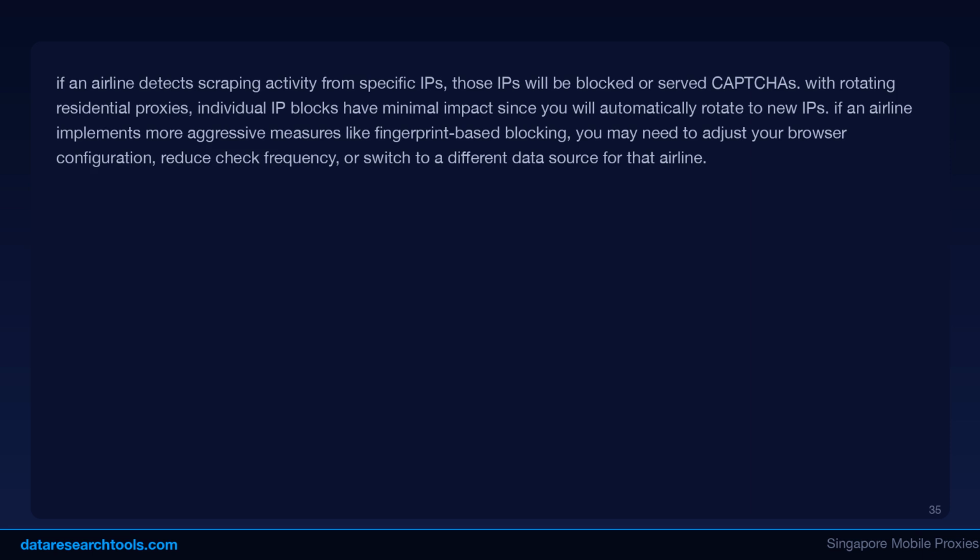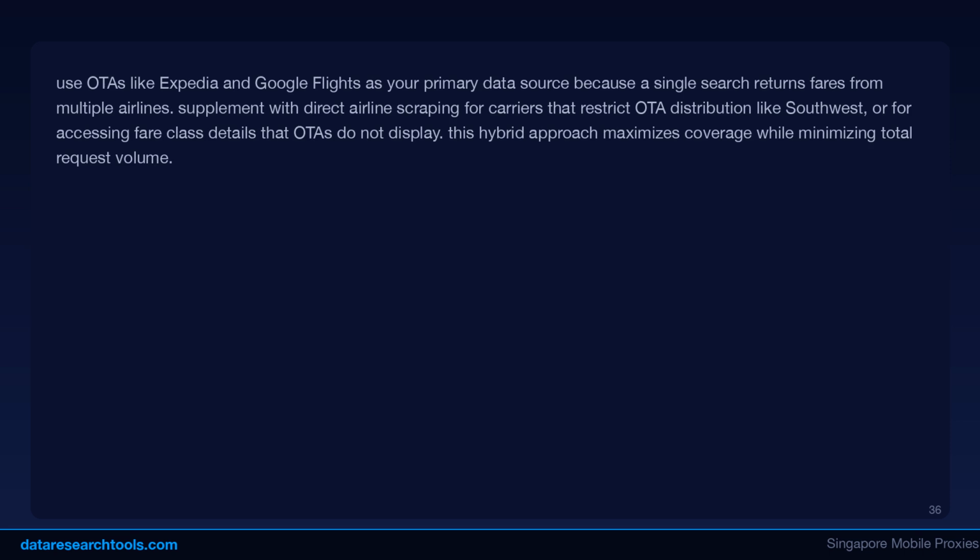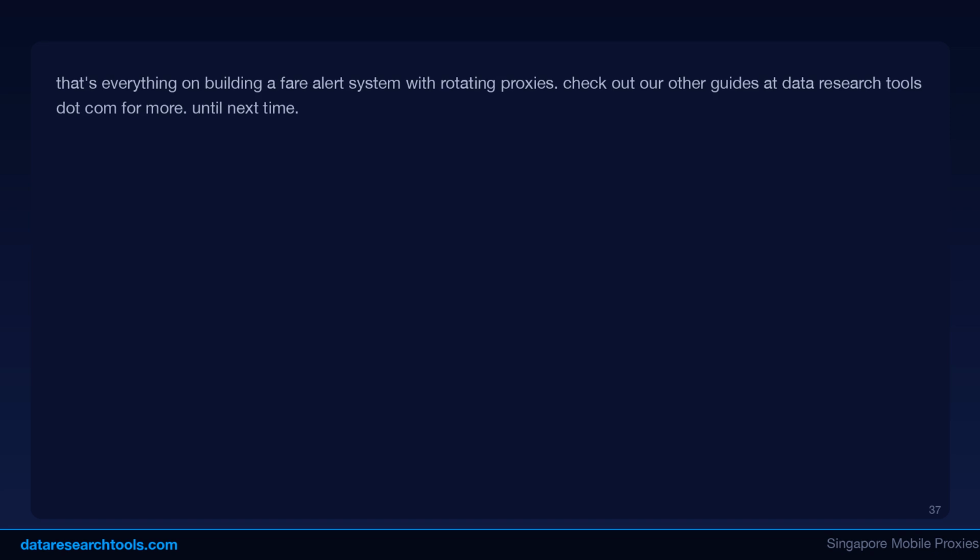If an airline detects scraping activity from specific IPs, those IPs will be blocked or serve captchas. With rotating residential proxies, individual IP blocks have minimal impact since you will automatically rotate to new IPs. If an airline implements more aggressive measures like fingerprint-based blocking, you may need to adjust your browser configuration, reduce check frequency, or switch to a different data source for that airline.